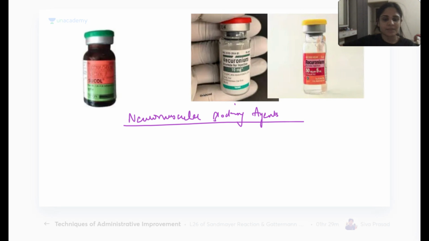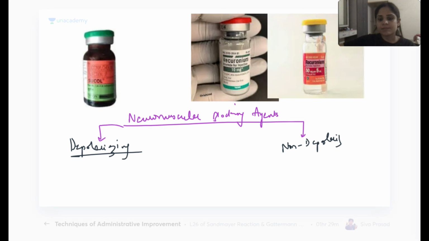Okay, so how do I divide my neuromuscular blocking agents? What two groups are they divided into? Yes, you have the depolarizing and the non-depolarizing ones. So in the depolarizing, what is the only agent that we study for the exam? In the depolarizing agents, we have only one agent that you need to know, and that is succinylcholine.